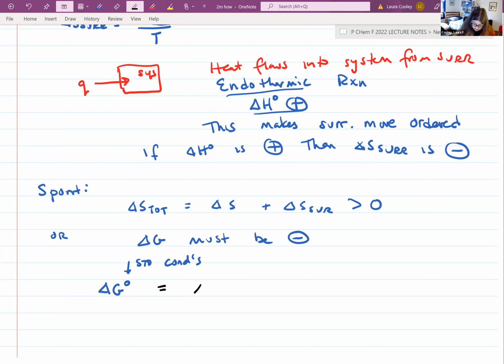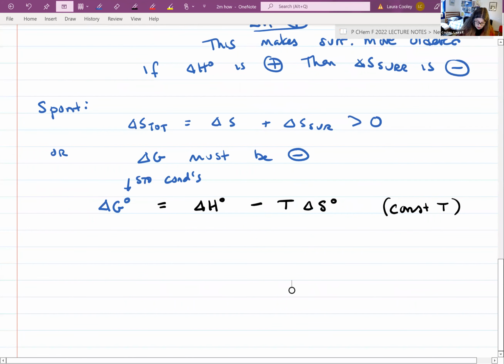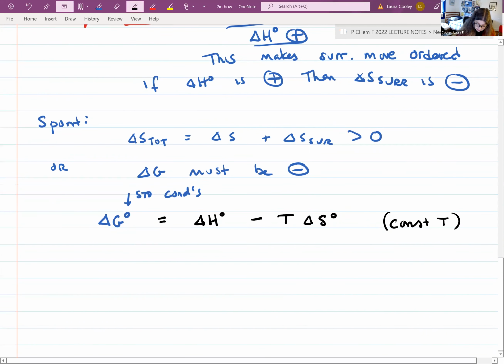And we say that it's equal to delta H minus T delta S. There's actually a hidden condition in this equation, and the hidden condition is this has to be at a constant temperature, which we'll learn about later. But anyway, we have this relationship here.